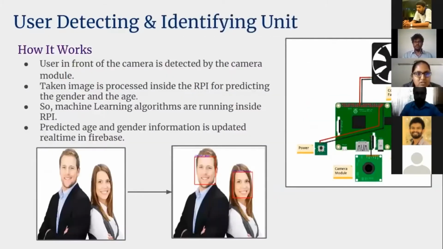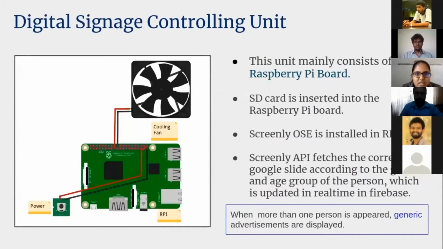Next slide. In user detecting and identify unit, the taken image from the camera is processed inside the RPI with machine learning algorithms, and the results will be updated real time in Firebase. Next slide. According to those updated age and information in Firebase, the best advertisement will be fetched from Google Cloud and will be displayed in the screen.